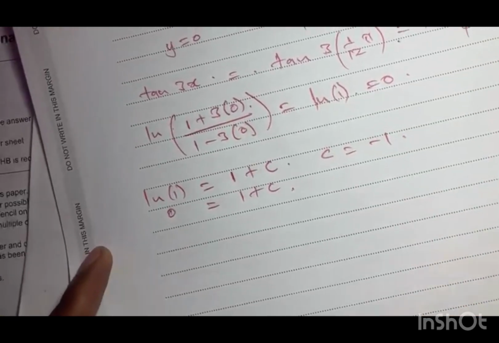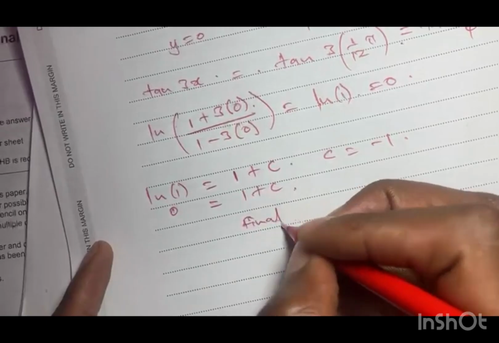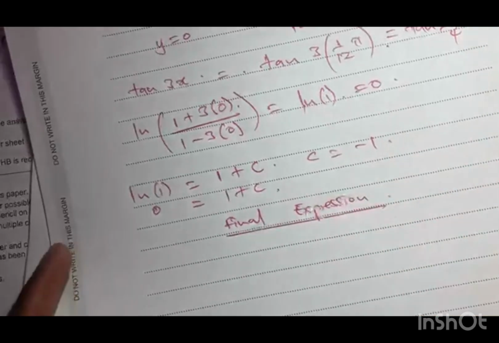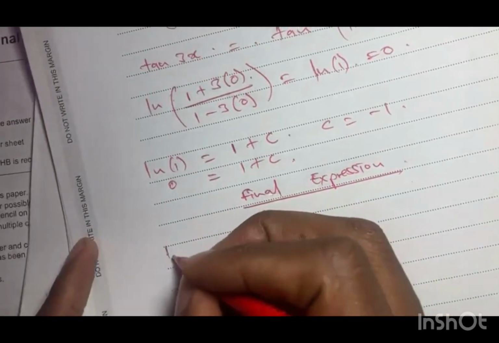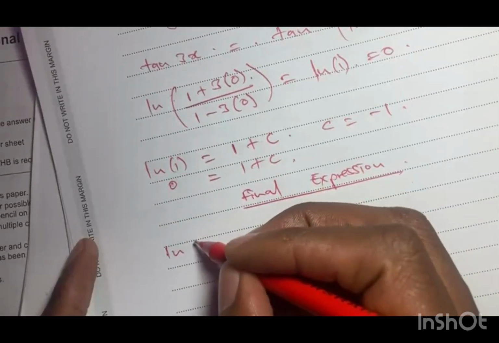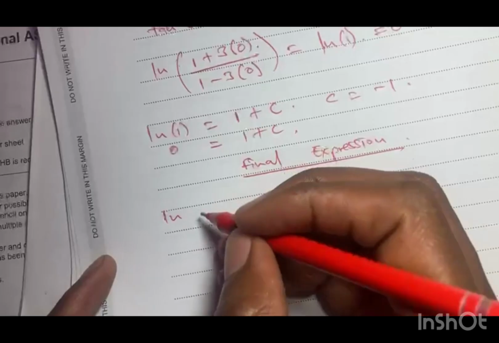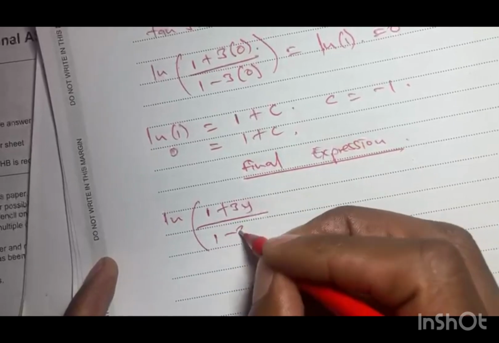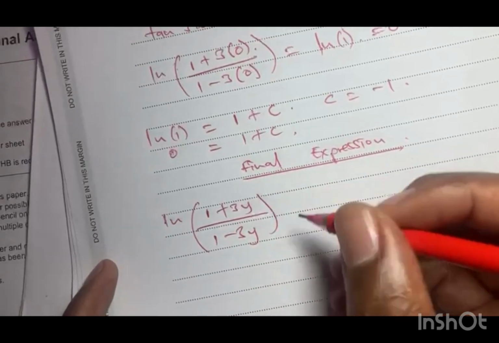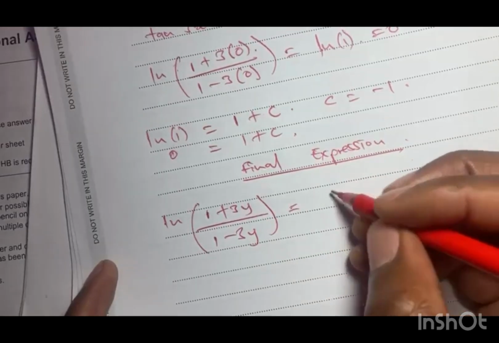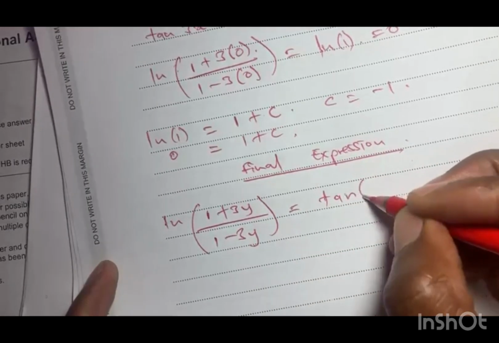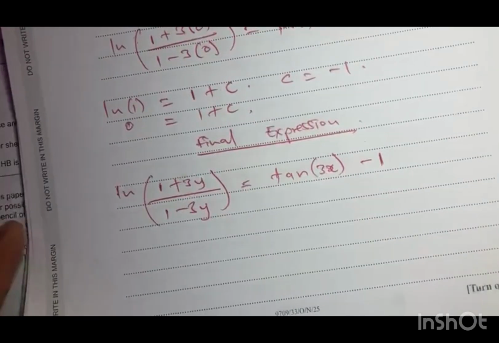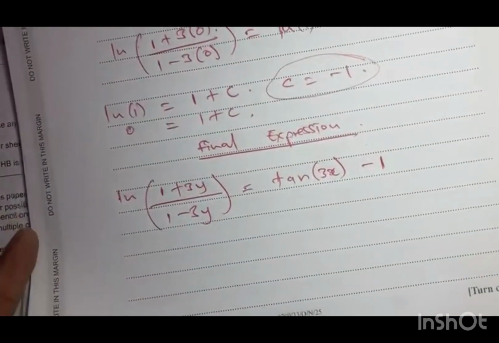So the final expression now: ln of, I'm now taking back the constant in the first equation, (1 plus 3y) over (1 minus 3y), then it will give me tan 3x minus 1, because I now have my constant c as negative 1, like this one here. Okay, so this is the final expression.